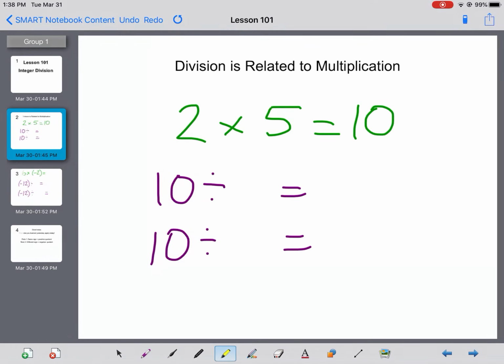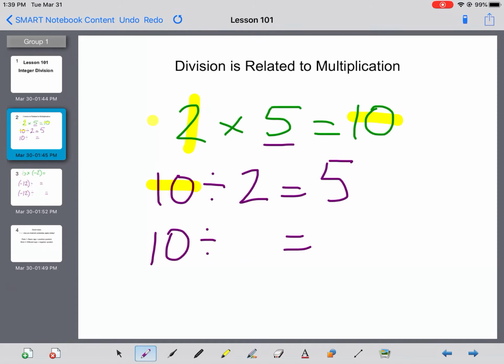So if we have this multiplication question up here, 2 times 5 equals 10, you can take that multiplication question and rework it into two different division statements. You can take your end number, or the product of that multiplication statement, and put it as the first number of a division statement. Then you can take either one of your numbers. So I'm going to take, let's say, the number 2, and I can divide that answer by 2, and you will get the other number that was being multiplied. You will get the 5.